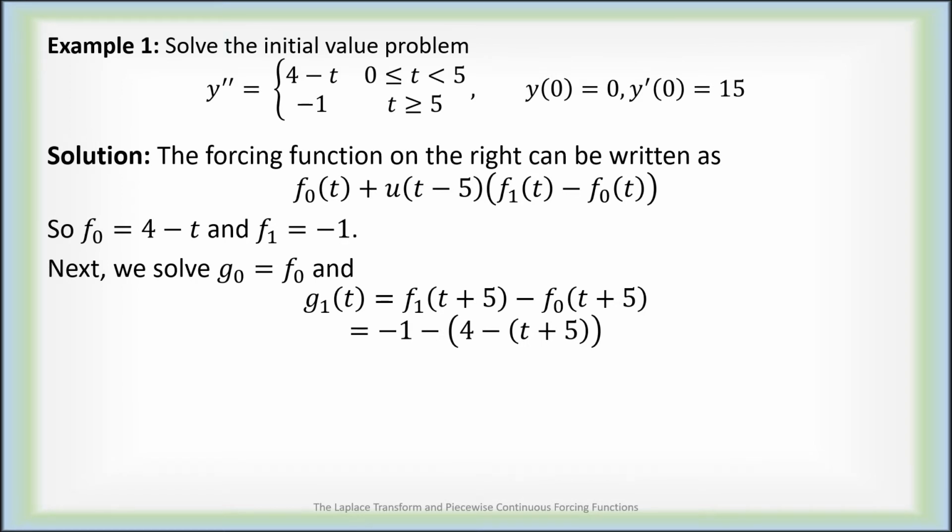f1 of t plus 5 is just minus 1, because that's what f1 is, it's constant. And f0 of t plus 5 is 4 minus the quantity t plus 5. This simplifies down to just being t.